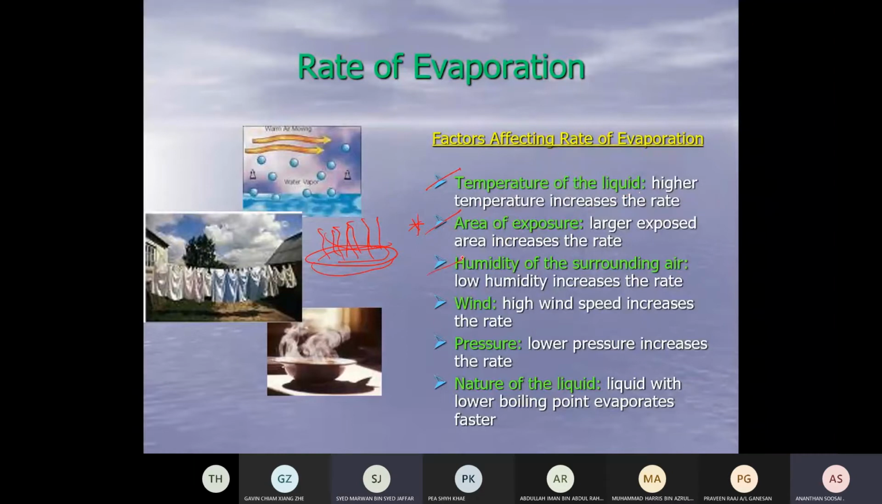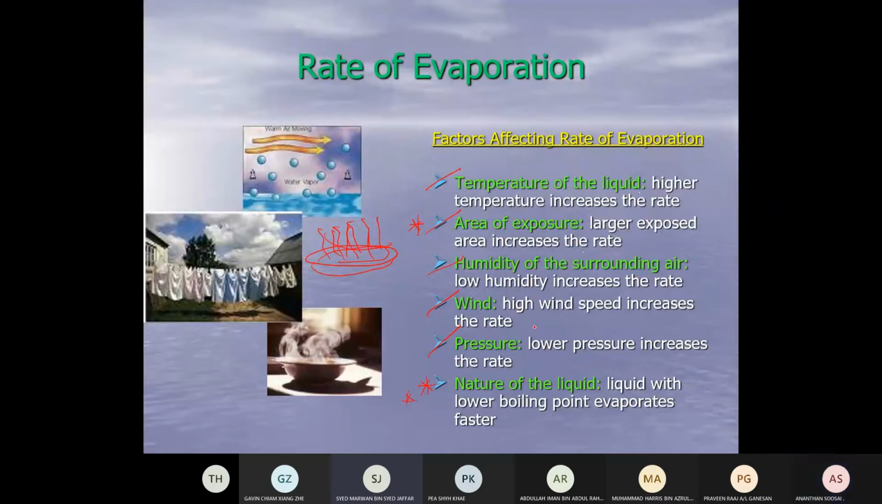Humidity of the surrounding air: high humidity, difficult to evaporate, because the air already contains too much water. Wind: the greater the wind, the greater the evaporation. Pressure: the lower the atmospheric pressure, the greater the evaporation. And of course, the last one is the nature of the liquid. Alcohol is very volatile and can easily evaporate, so it depends on the nature of the liquid compared to water.